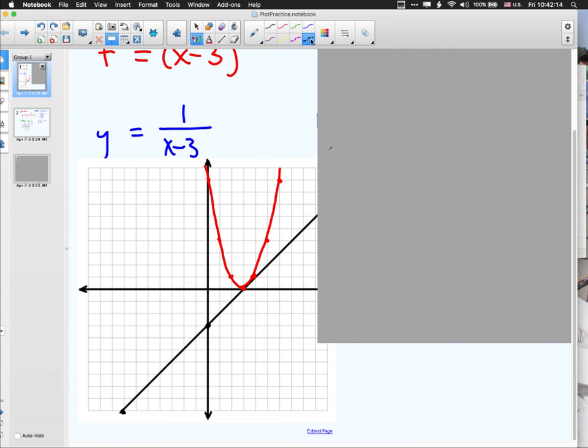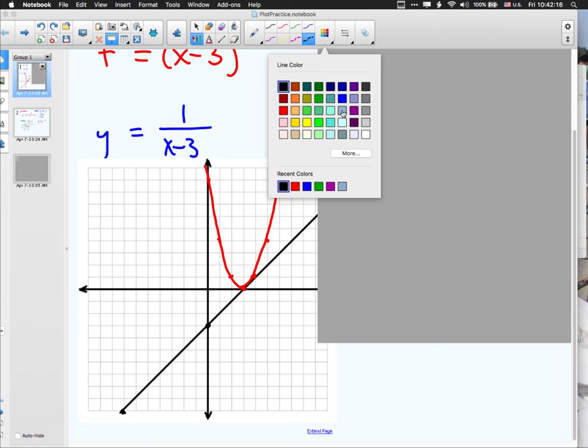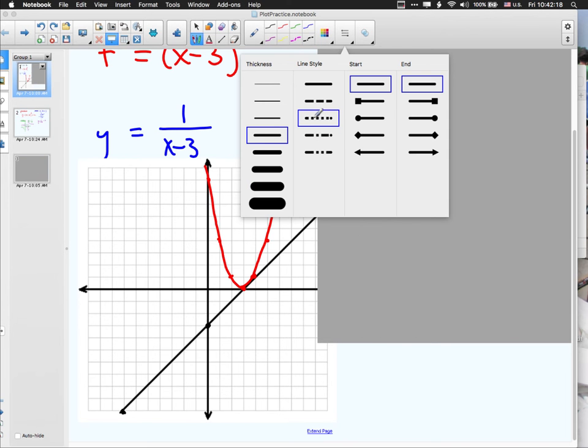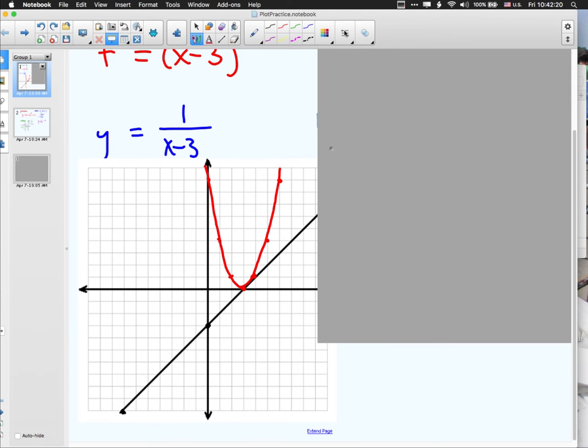Okay, so the asymptotes are, it's not shifted up or down at all. So one asymptote is definitely just still the x-axis. The other one shifted over to the right 3. Oh look, it's the same axis as the parabola.